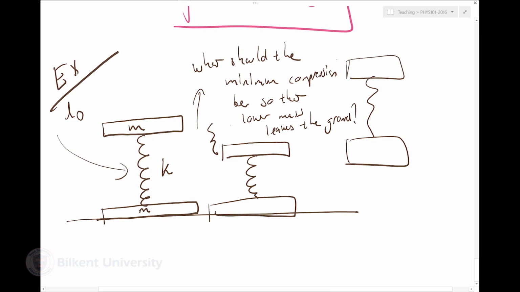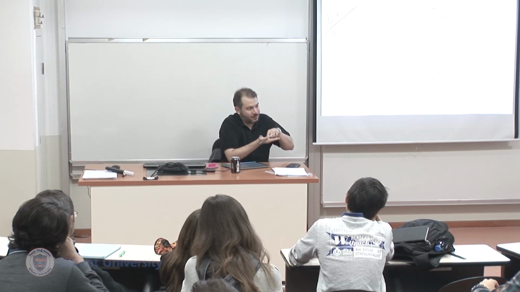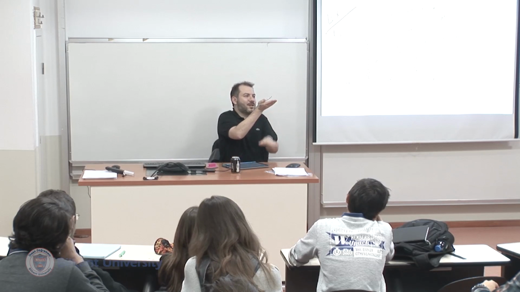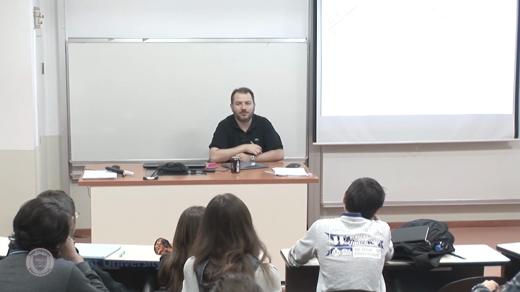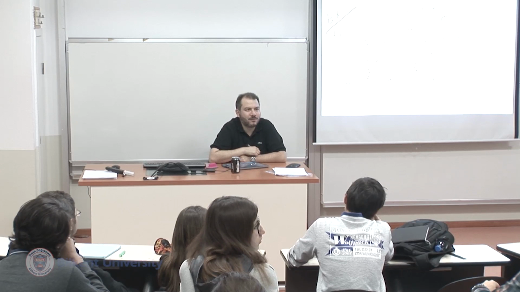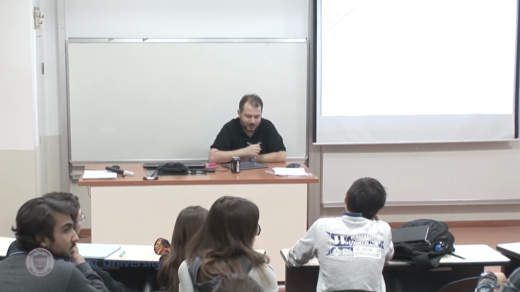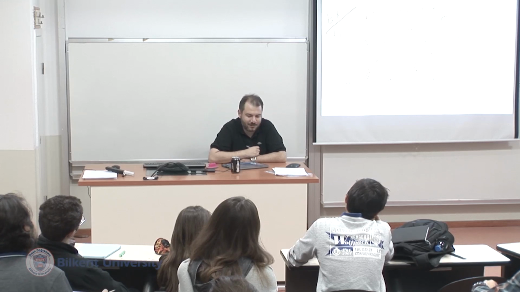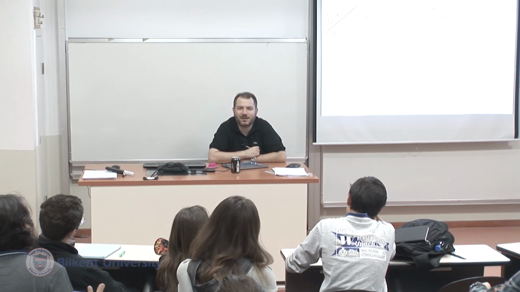Did everyone understand the question? I have two masses tied by a spring. I'm pushing on the upper mass and then letting go. If it's a small compression, then the upper mass will just oscillate. But if it's a large compression, it's actually going to take the lower mass off the ground too. Question? Okay. We have gravity, we have the masses, and we know the spring constant.